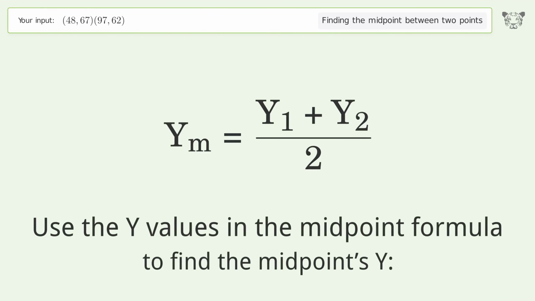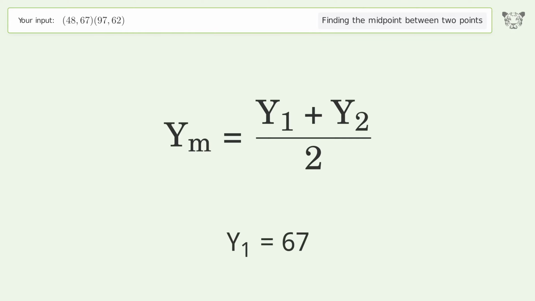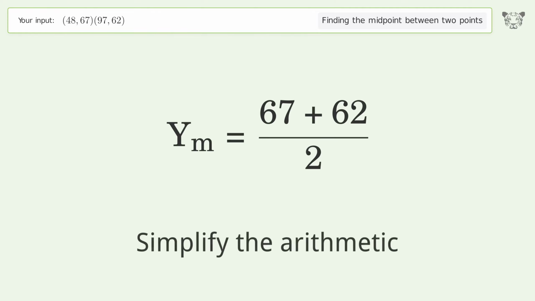Use the y values in the midpoint formula to find the midpoint's y. y1 equals 67. y2 equals 62. Simplify the arithmetic.